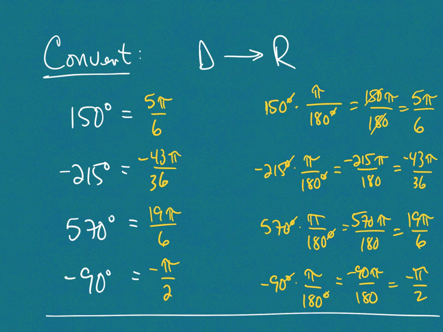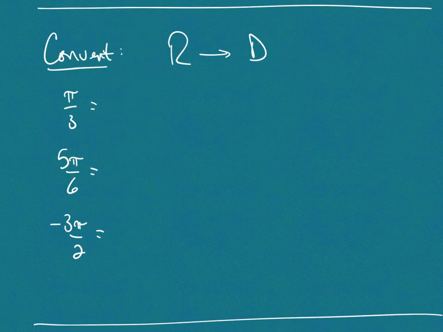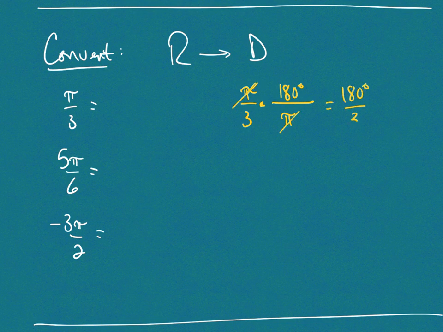Here are 4 examples of starting with degrees and ending with radians, but we can go the other way as well. We can start with radians and go to degrees, and let me show you a couple of those. So if I start you off with pi over 3 and I want you to turn that into degrees, we just use the same fraction but upside down. So we turn it upside down, so it's 180 degrees over pi. And I hope you can see what happens. The pi's cancel top and bottom, so what I'm left with is 180 degrees divided by 3, which is 60 degrees.